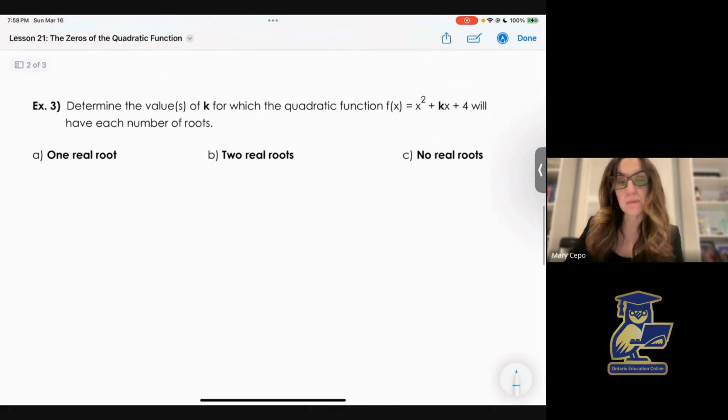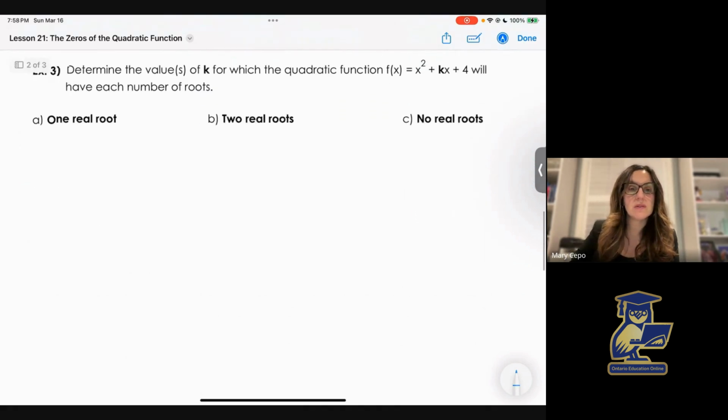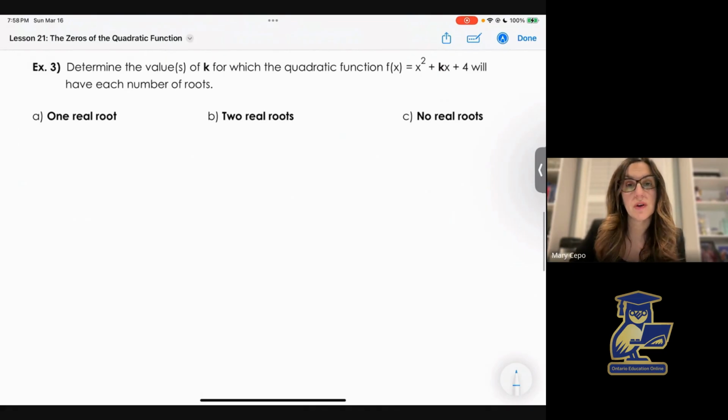Okay, looking at example 3, we need to determine the values of k for which the quadratic function f of x equals x squared plus kx plus 4 will have each number of zeros. Again, in this type of example, we want to consider our discriminants. We know the discriminant is equal to 0 if we have one real root. The discriminant is greater than 0 for two real roots. And if the discriminant is less than 0, we have no real roots. So we're going to use that to help us determine what values of k will satisfy these conditions.